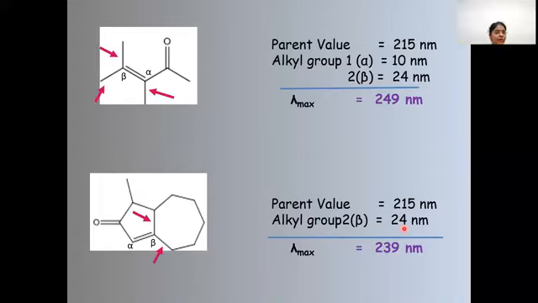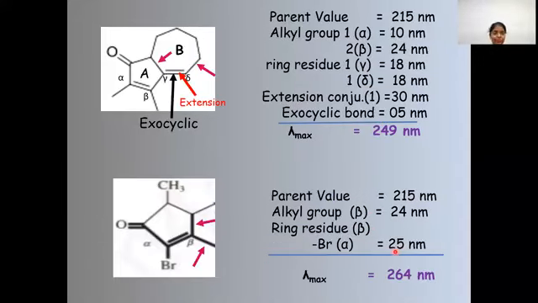In some books, the term ring residue is not used. Only alkyl group is used because they consider, along with this double bond, this whole skeleton as one alkyl group and this whole skeleton as another alkyl group. So you can use both terms, alkyl groups as well as ring residues. So at beta position, two alkyl groups or ring residues are present. Increment will be 24 nanometer. The total value of lambda max will be 239 nanometer.